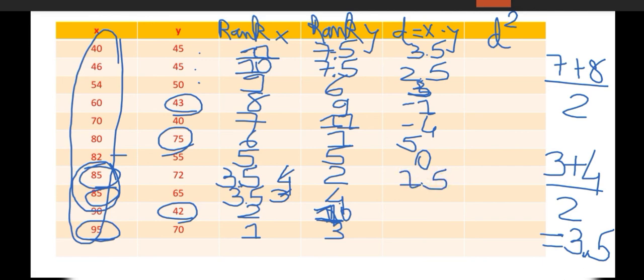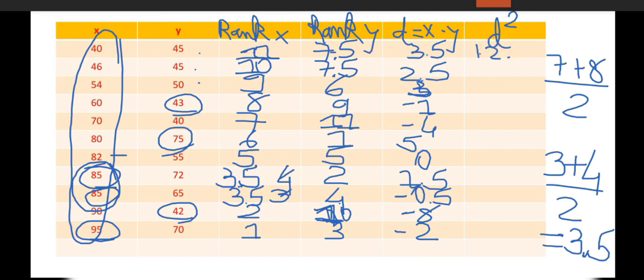Then we have 3.5 minus 2, which will be 1.5. 3.5 minus 4, that is minus 0.5. Then 2 minus 10, which comes out to be minus 8. And 1 minus 3, that is minus 2.